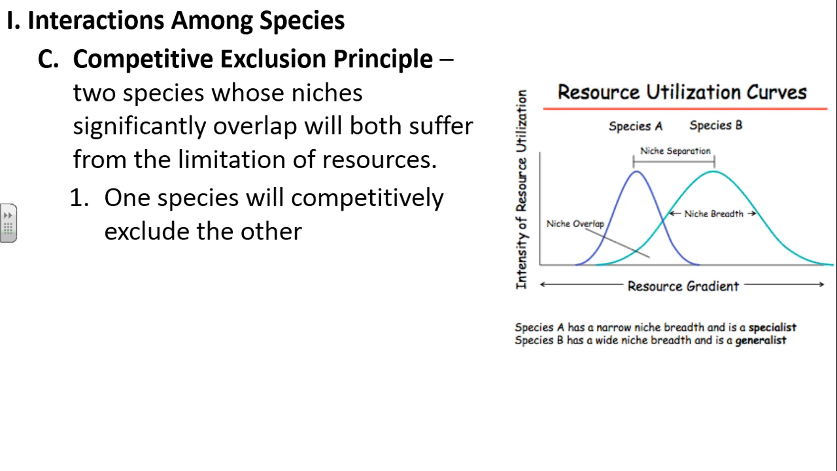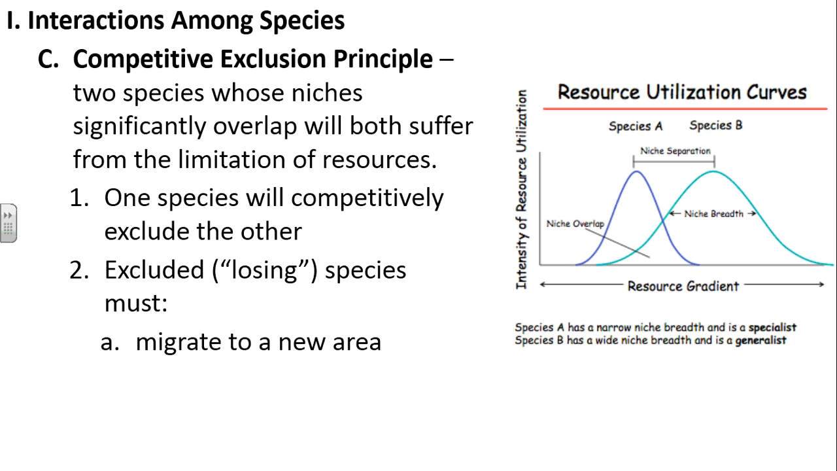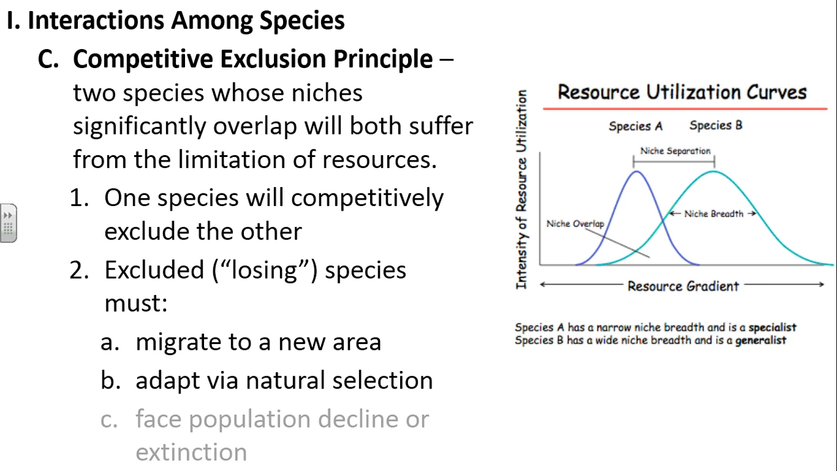What happens more often than not is one species will competitively exclude the other. In other words, it wins the competition. The excluded or losing species must do one of the following. They must migrate to a new area, adapt via natural selection, in other words, find another resource, or face population decline or extinction.